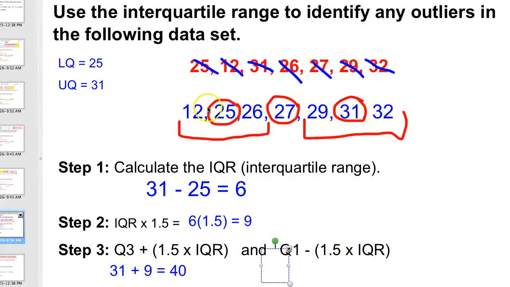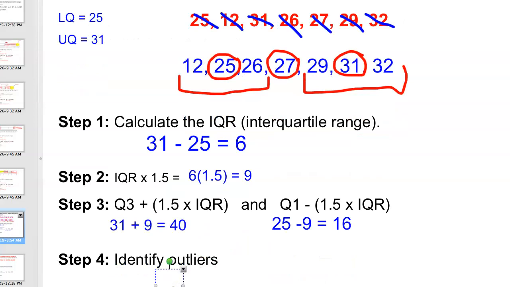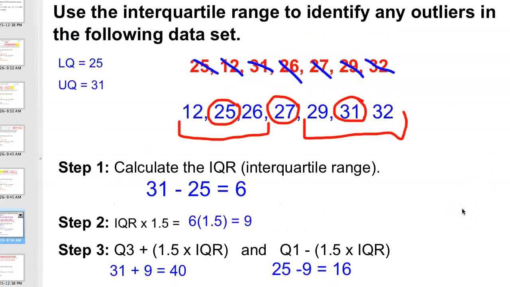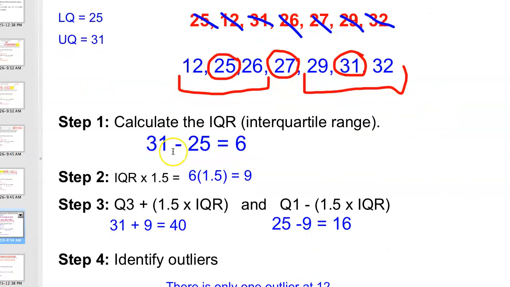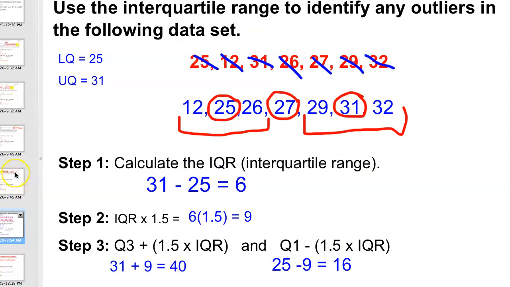Now I'm going to take my quartile 1, which is 25, and I'm going to subtract 9 from that. And that gives me 16. So any number smaller than 16 is going to be an outlier. Less than that, and that's 12. So I know that there is only one outlier because I have the numbers here, and I can see that there's only one number less than 16. So there's only one outlier at 12. Okay, and if it helps, you could have created a box plot to help you view this data like we did in the previous problems.